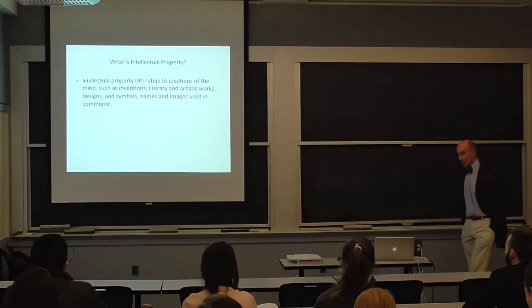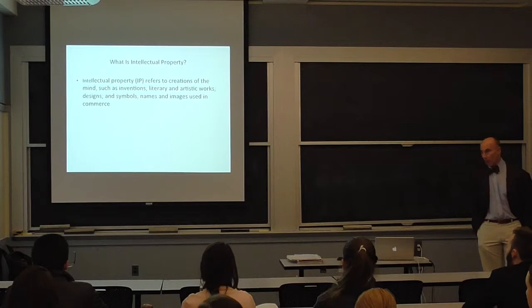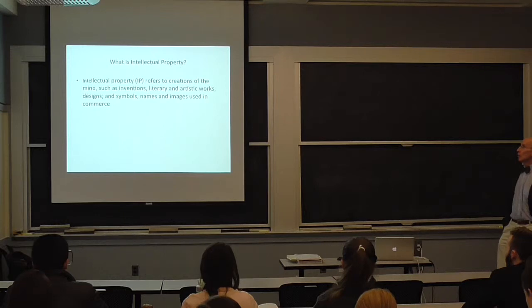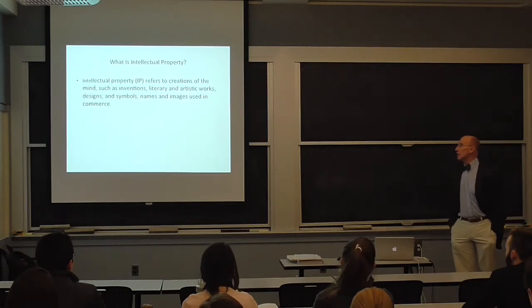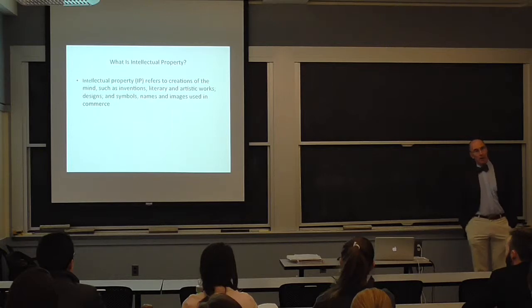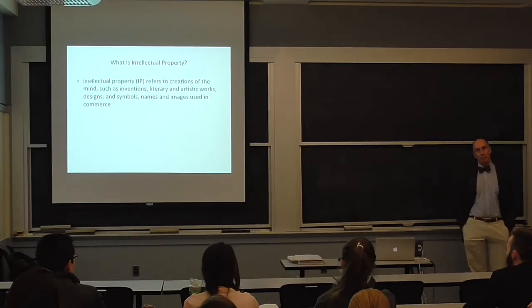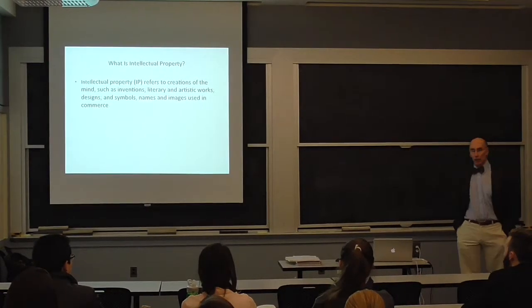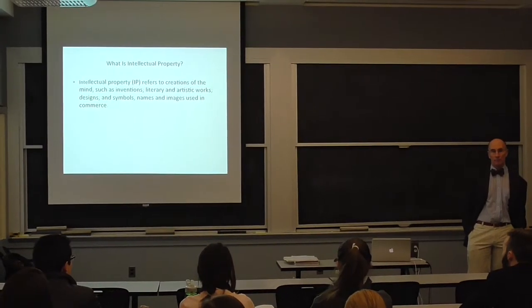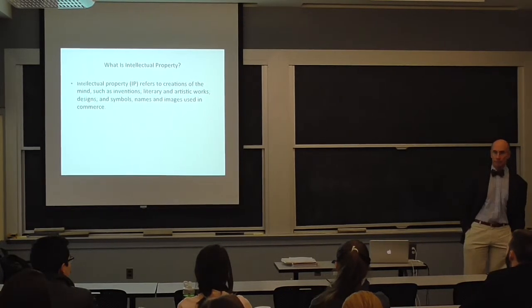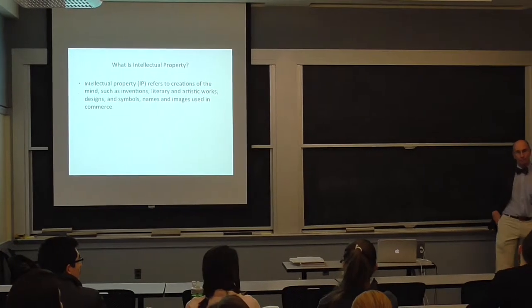Let's talk a little bit about, first of all, what intellectual property is. What is intellectual property? Intellectual property refers to creations of the mind, such as inventions, literary and artistic works, designs and symbols, names and images used in commerce. Can anybody give me a common sense example of what they think intellectual property is? Where does intellectual property come from? Begins with an I. Comes out of your head. Ideas.